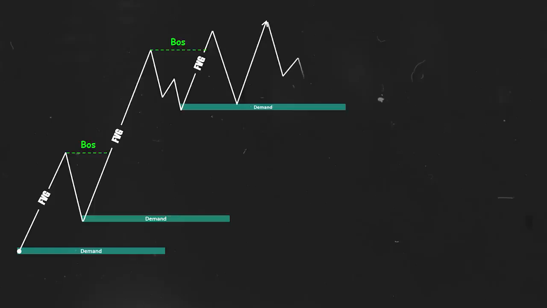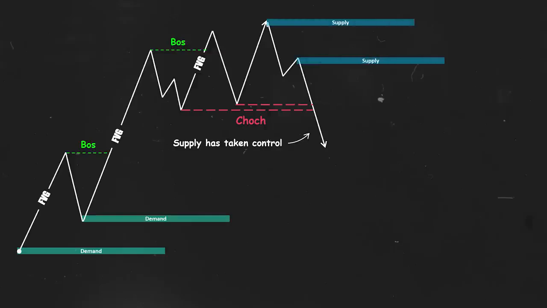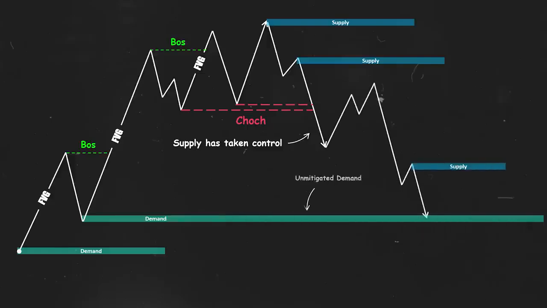However, if price breaks below a valid demand area, it forms a change of character. This signals two key things. First, supply has taken control over demand. And second, a new valid supply area has been established. From there, price continues moving downward, forming new supply zones until it reaches the next unmitigated demand area.